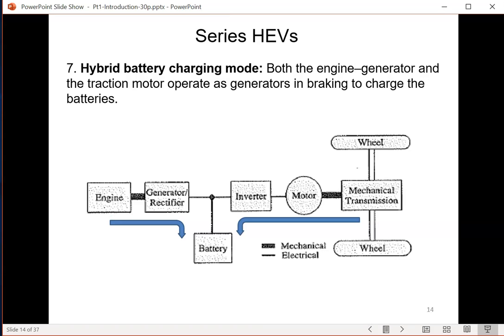And finally, if the battery is really, really low and you are under braking, you can actually produce energy from the braking to charge the battery, but at the same time, you can keep the engine running as well. The engine will help to charge the battery. Okay, so that will be the final working mode. So there are really 7 different kinds of modes for series hybrid electric vehicles.